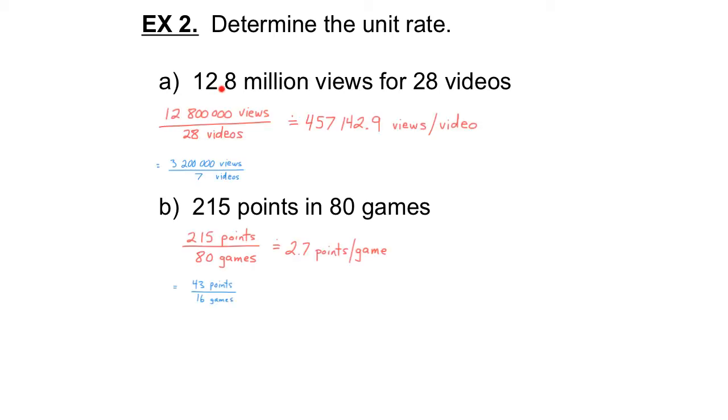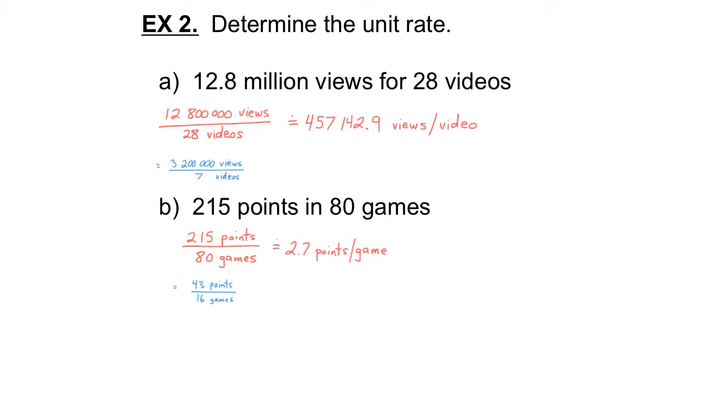So I'm writing this as a fraction. 12.8 million is 12,800,000 views for 28 videos. That's how the fraction looks. And you might have reduced this to a fraction in lowest terms, which would give you this: 3,200,000 views for 7 videos. But remember, yes, this is lowest terms, but it's not the unit rate. Unit rate means we want it for 1 video.